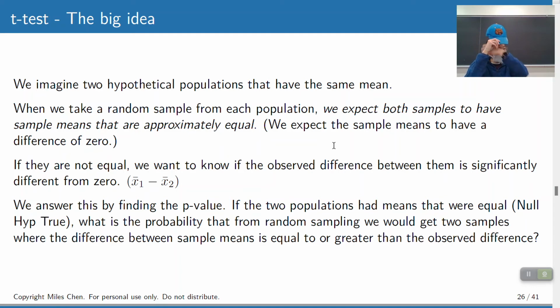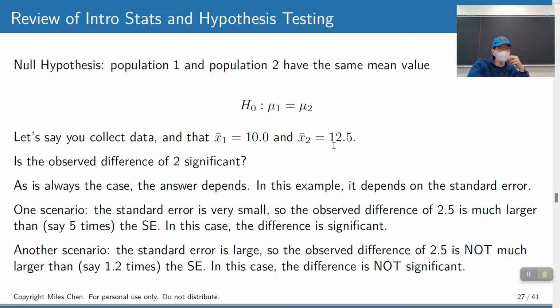We're going to ask, could this have happened by chance, or is it because of something else? So if the two populations do have equal means, that is, if the null hypothesis is true, what's the probability that we would get this kind of data from random sampling, from random chance? So our null hypothesis would be something like mu1 is equal to mu2. If you collect your data, and let's say your x bar 1 is 10 and your x bar 2 is 12.5. And this is a typo. It says the observed difference of 2, but it should say 2.5. Is your observed difference of 2.5 significant?